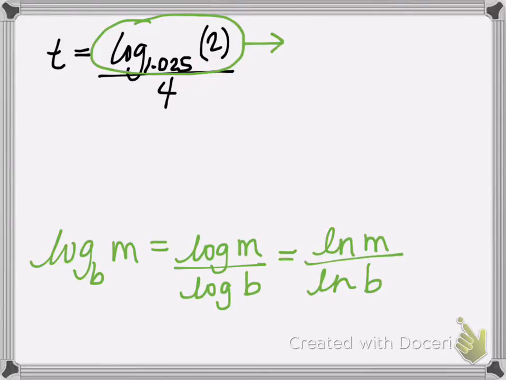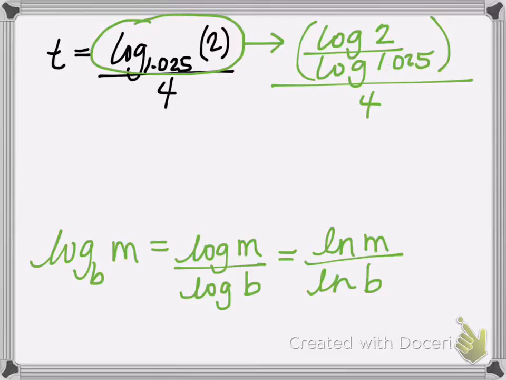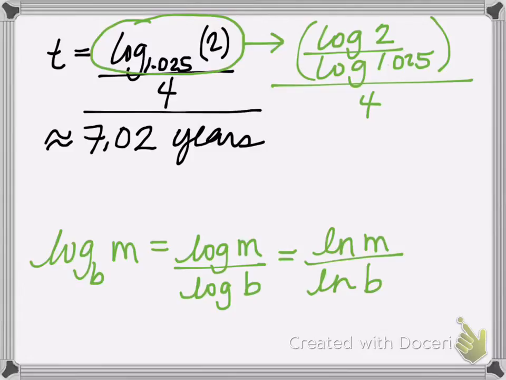So on the TI-83, you would need to enter this as the log of 2 divided by the log of 1.025. And then you would divide this quantity by 4. So please be sure that you're definitely using your calculators and pausing the video as necessary to make sure that you're getting the correct decimals on your calculator. And for this one, it looks like we return a value of approximately 7.02. And since we were solving for time, which is measured in years, this would be 7.02 years. It takes about 7.02 years for my $2,500 investment to double.